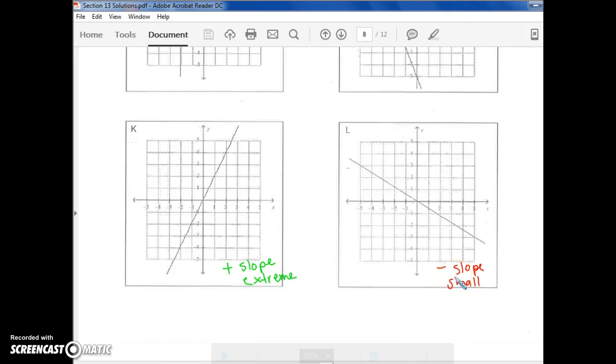And sometimes we're kind of in the gray area. Is it a small slope or an extreme slope? But generally speaking, if it's very steep, then we're going to call that an extreme slope.